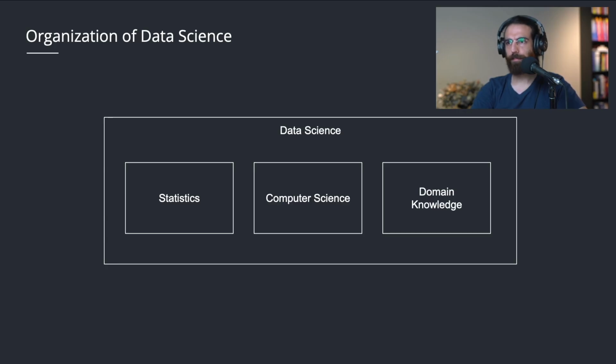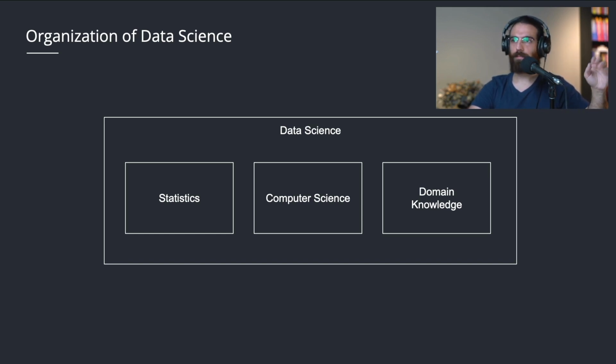So very quickly, let's talk about the organization of data science. This will be quick. So here we have data science, and it is a field that sits at the intersection of 3 other fields. The first one, the main one, and perhaps the most important one, is statistics. The second one is computer science, and the third one is domain knowledge. Now, statistics is not a branch of mathematics, but it heavily relies on mathematics, and in particular one specific branch of mathematics, and that is probability theory.